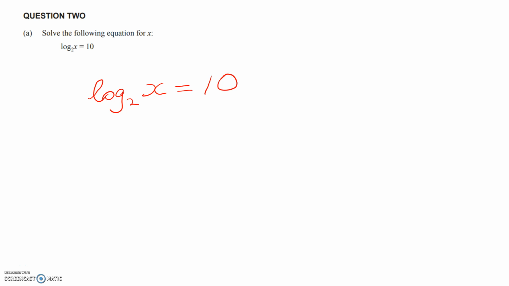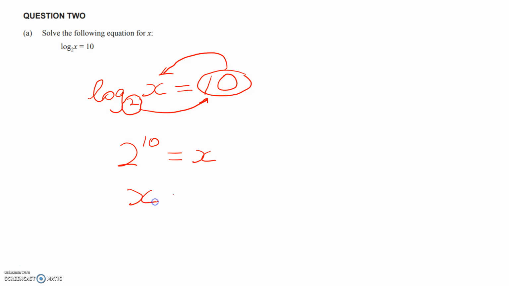Remember, the key to solving log problems is to rearrange them to make them simple power equations. And we use the loopy thing. So 2 to the power of 10 is going to give me x. Right, so what's 2 to the power of 10? It's 1024.